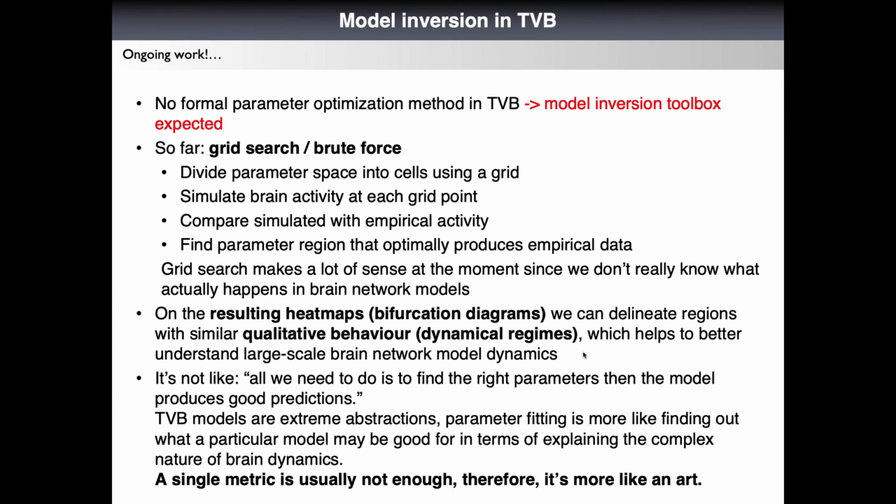And also, right now, there is no model inversion toolbox. It's something to be expected. So usually what we have to do is a very brute force grid search, where we take the parameters we want to test, and we try several values of them on a grid, and we compare with empirical activity through some statistic. And eventually we get some resulting heat maps that correspond to the bifurcation diagrams, and where different qualitative behaviors of the brain are represented.